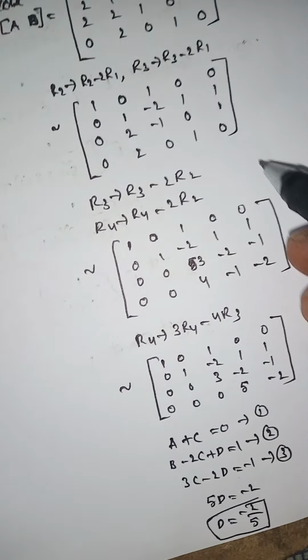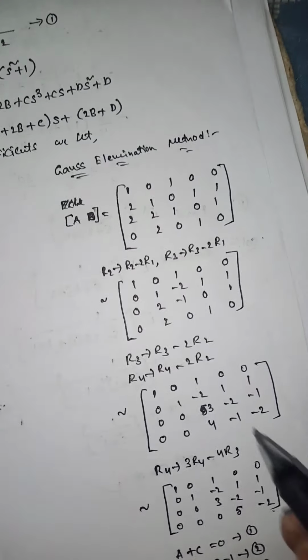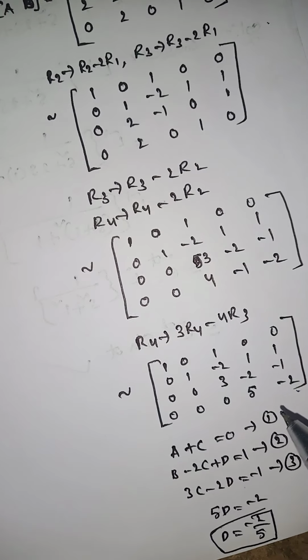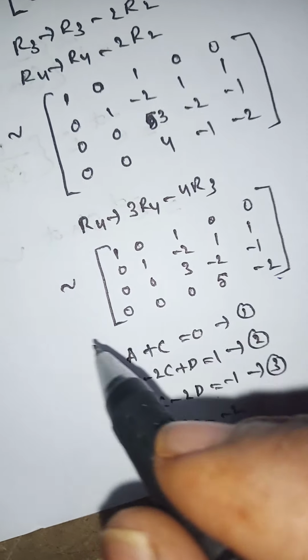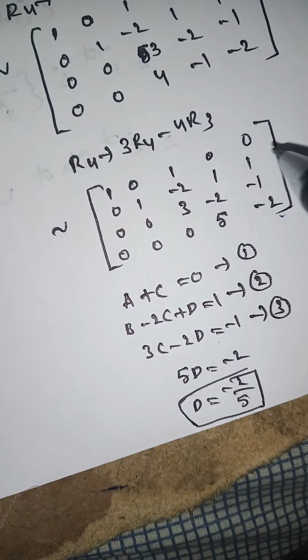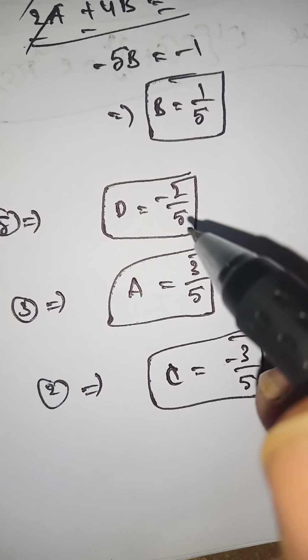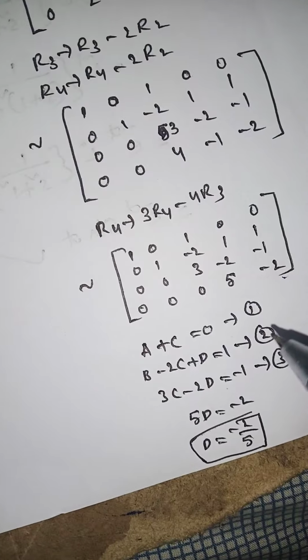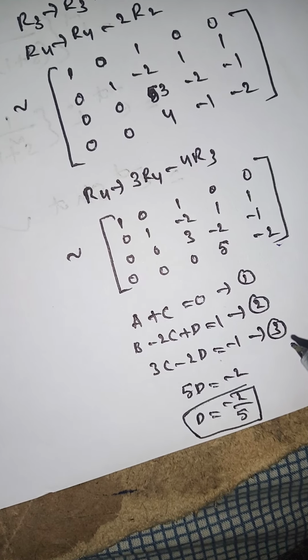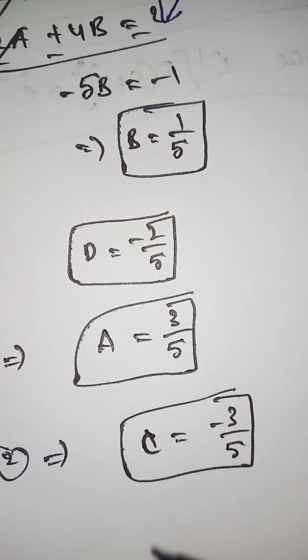Convert it into echelon form. This is the echelon form we have, and converting into echelon form is called the Gauss elimination method. By writing the equations again, we have a term, b term, c term, d term, and a plus c equals 0. From the last equation you can find the last variable d value, minus 2 by 5. Here also you get minus 2 by 5. And by solving the remaining equations, you can find the c, b, a values.